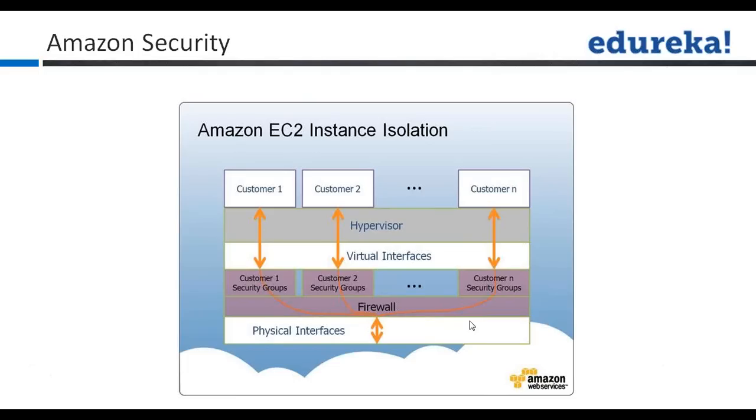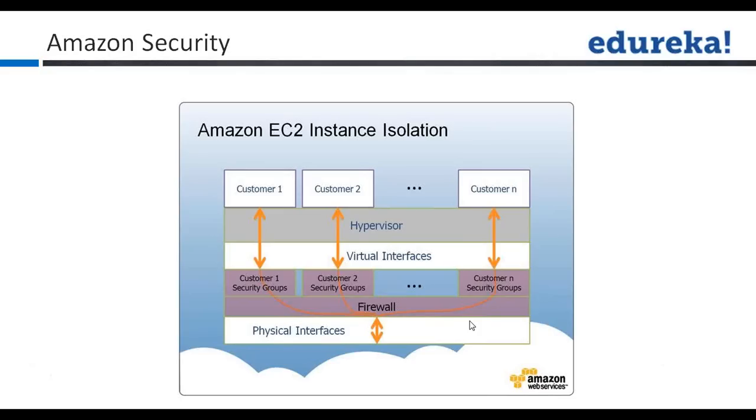Anything going out of the infrastructure, anything going out of the network, has to pass through this firewall. That is Amazon's own firewall, not in your control. Amazon puts that firewall in place to ensure the data is secure. Nobody can access your data.